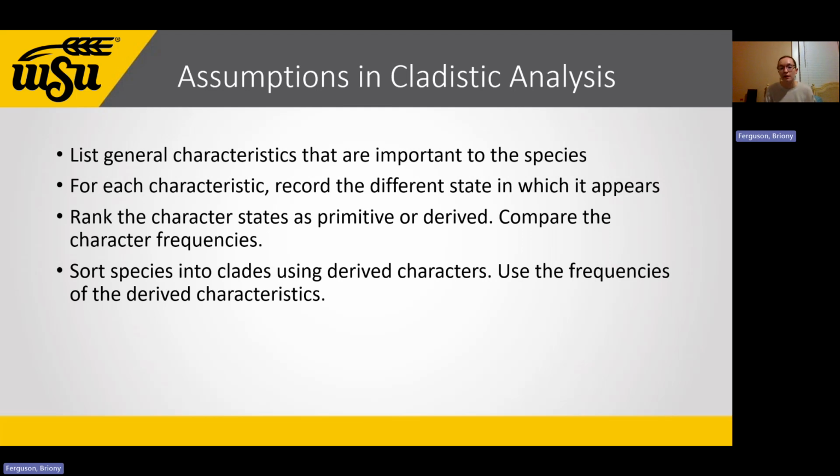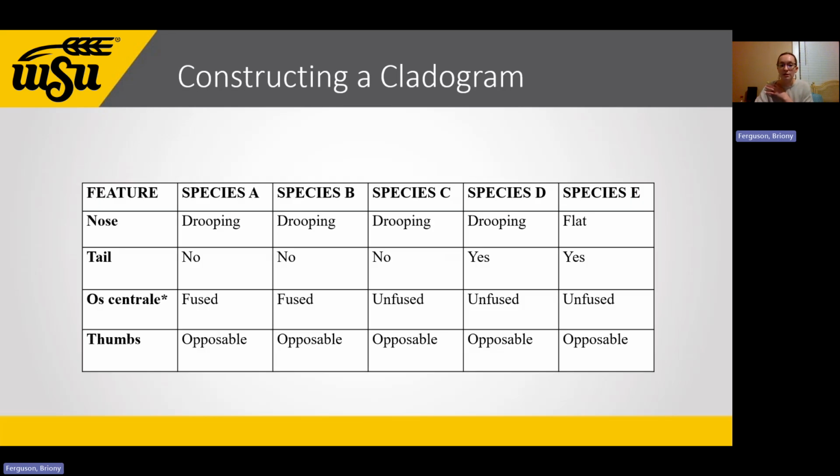Now, whenever you are creating a cladogram, there are some assumptions that you need to keep in mind. One is that you want to list your general characteristics that are important to the species that you're going to base your cladogram around. For each characteristic, you then want to record the different states that it appears in. We will refer back to this table. You can do this in any way. You could do it as bullet points or just writing it. A lot of people use tables though, because you can see it very clearly.